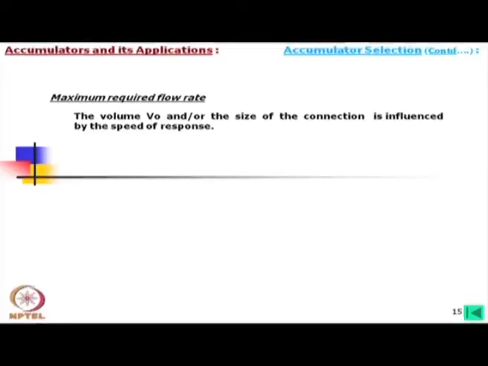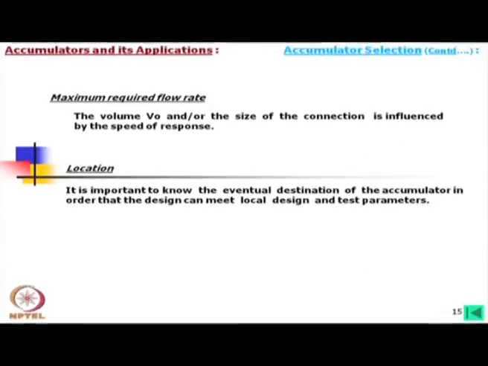Now, maximum required flow rate is another factor. The volume V0 and the size of the connection are influenced by the speed of response. Location: it is important to know the eventual destination of the accumulator, so that the design can meet local design and test parameters.